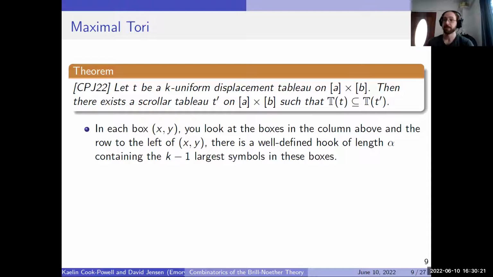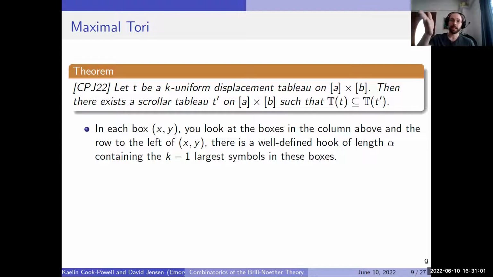What I mean is that if you give me any rectangular uniform displacement tableau, I can replace symbols to get a tableau that is scroller, one of these nice L-shaped tableaux. There is an honest to goodness algorithmic process to do this by hand if you really wanted to. And the basic idea comes down to moving around something like local obstructions.